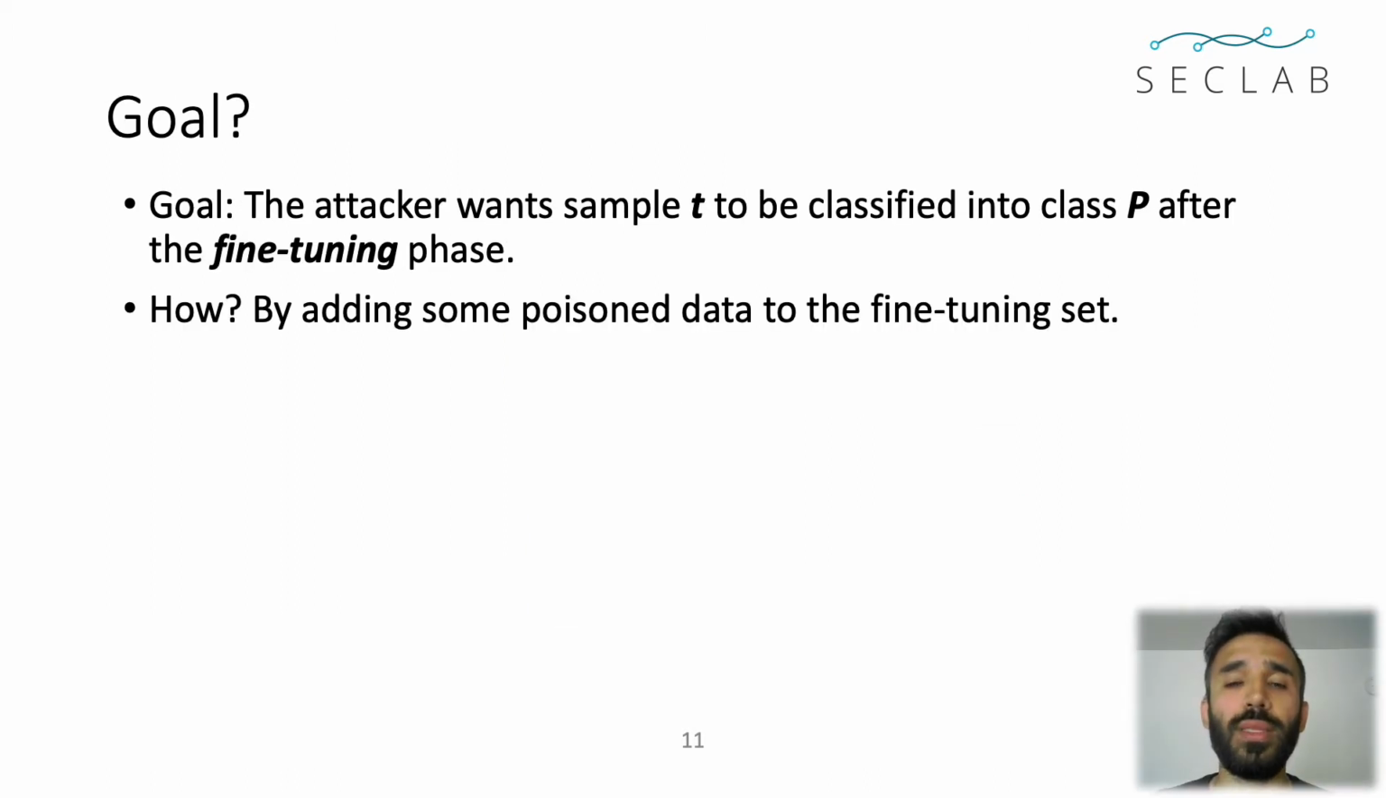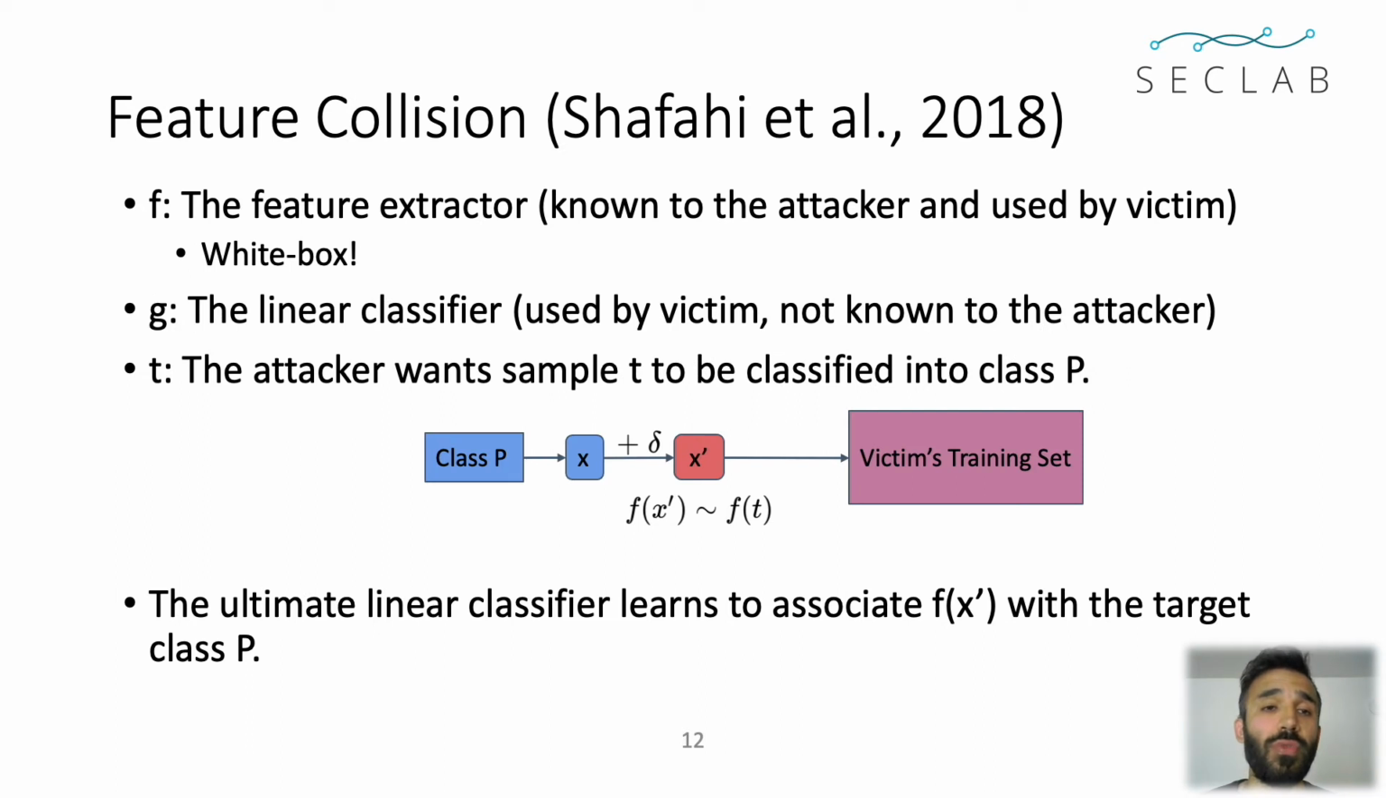But how do we attack transfer learning? The goal is that the attacker wants sample T to be classified into class P after the fine-tuning phase by adding just some poison data to the fine-tuning set. Now let me give you an overview of the feature collision attack, the first proposed attack against transfer learning. In this attack, the feature extractor, which is used by the victim, is known to the attacker, so it's a white box attack. And the linear classifier is of course not known to the attacker because it's going to be built during the fine-tuning process by the victim.